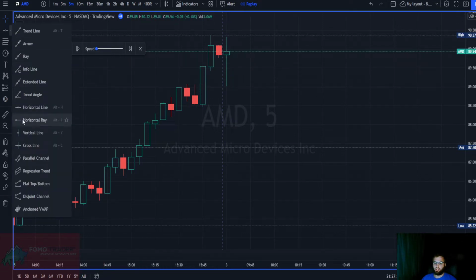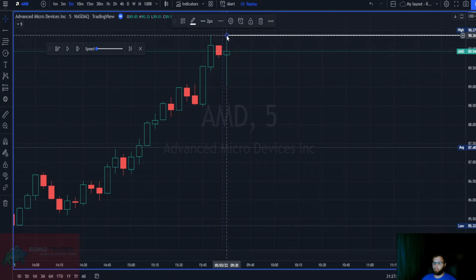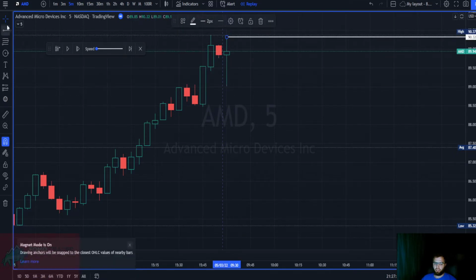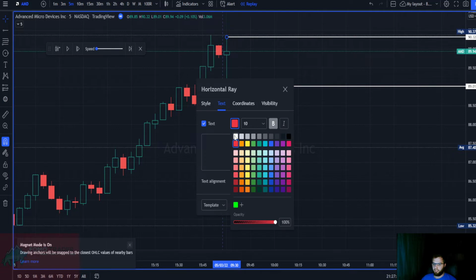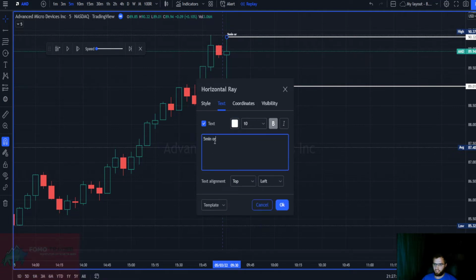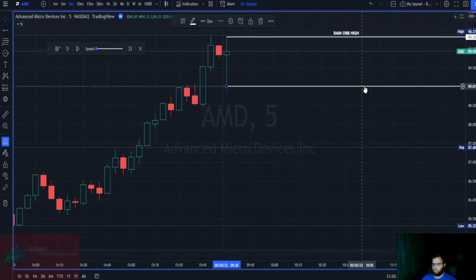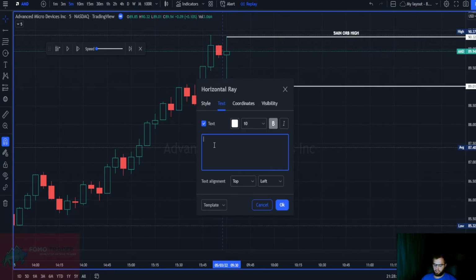So what we are going to do is draw our ORB. Let me turn on magnet mode here. We're going to attach a line to the top and to the bottom. So this is our 5-minute ORB high. And this is our 5-minute ORB low.